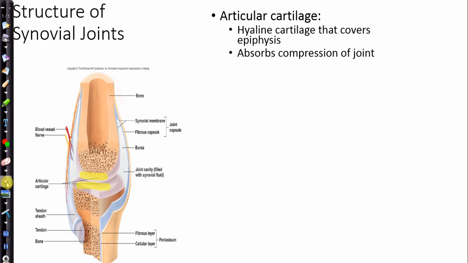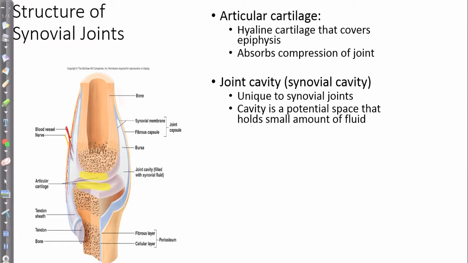So the joint cavity does contain synovial fluid, and when we say a potential space, that means it's a real space there within the joint. There will be an articular capsule that helps make up that joint cavity, and you can see it here. We have a synovial membrane and a fibrous capsule.